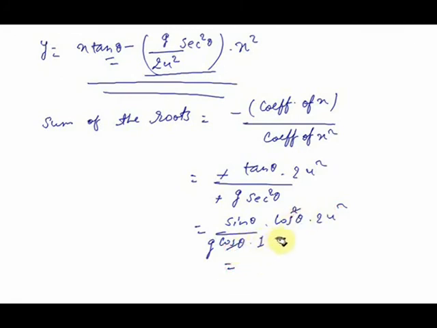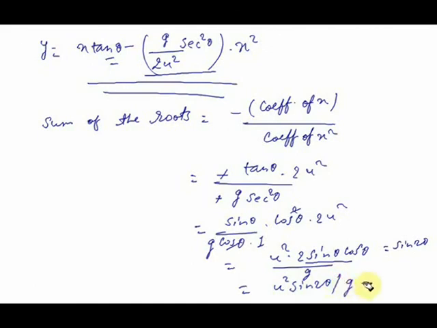So cos theta will cancel out, so we get u square into 2 sin theta cos theta by g, which is equal to u square sin 2 theta by g. So we finally get the sum of the roots, which is u square sin 2 theta by g. Now this is the same as the expression for R. So for the equation of trajectory, which is a quadratic equation, the sum of its roots gives the range of the projectile.